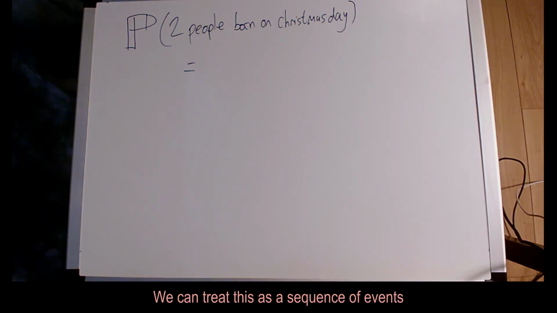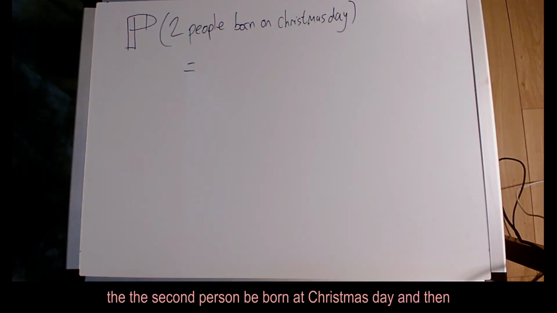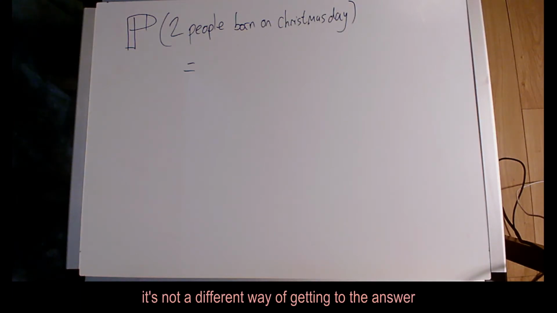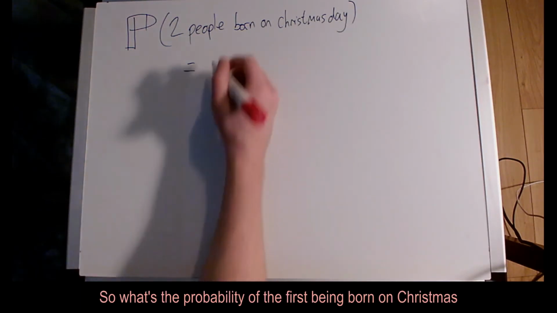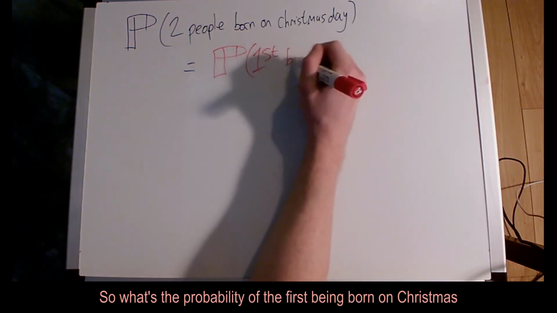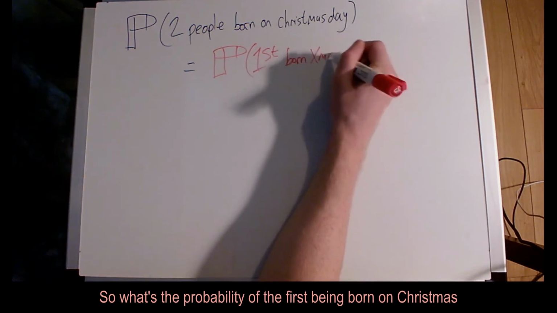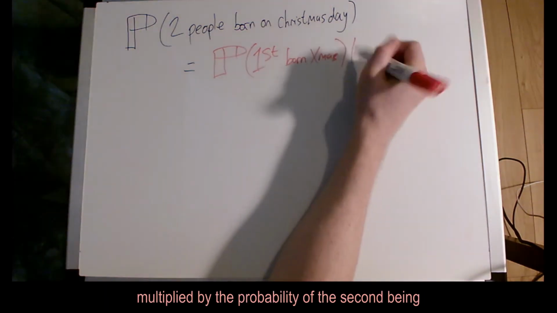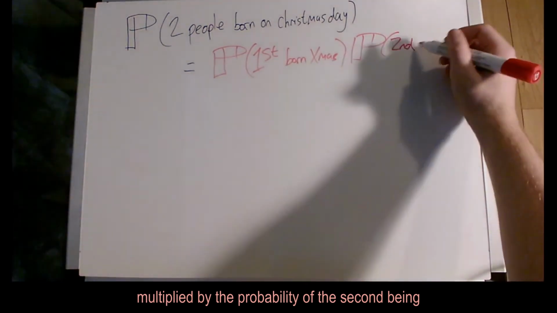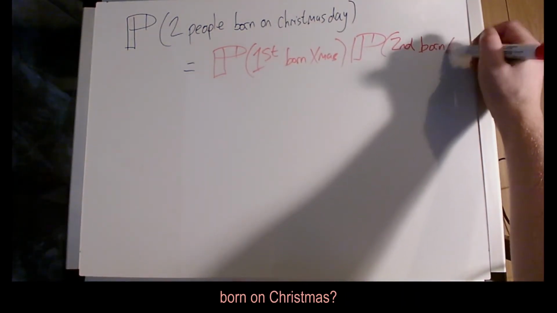We can treat this as a sequence of events because the other order, the second person being born on Christmas Day and then the first, is just exactly the same. It's not a different way of getting to the same answer. They're both the same way of getting to the same answer. So what is the probability of the first being born on Christmas multiplied by the probability of the second being born on Christmas?